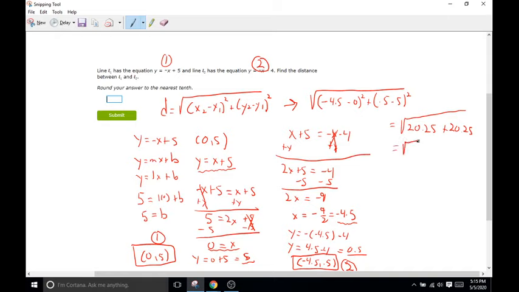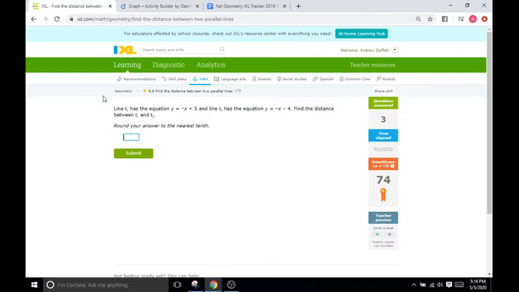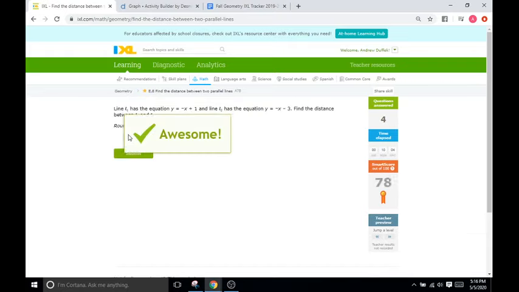Okay, so when we add those two together, that's just going to be the square root of 40.5. And so when we do the square root of 40.5, that is going to equal 6.36. Now, the problem wants us to just do the tenths place, which is just that first digit after the decimal. So that's going to be 6.4. So our distance is going to be 6.4. And that is going to be correct.